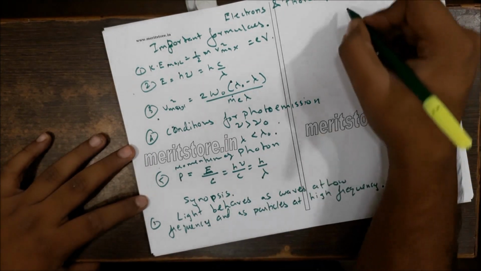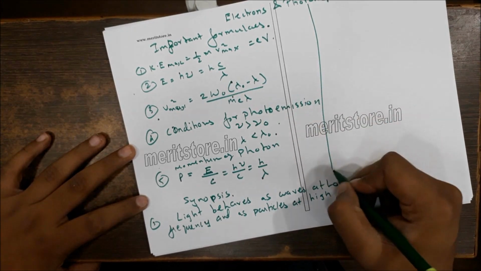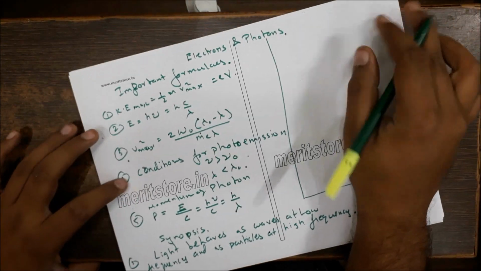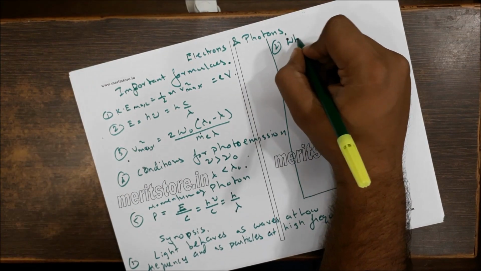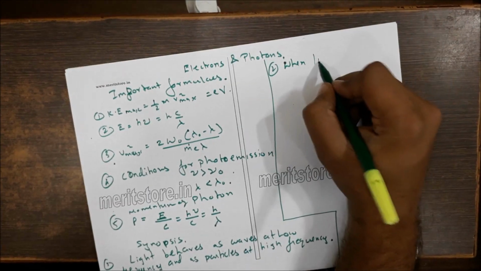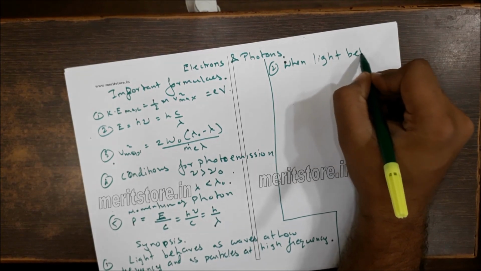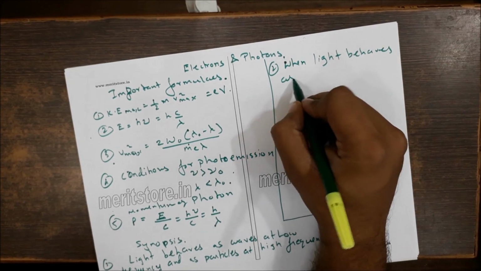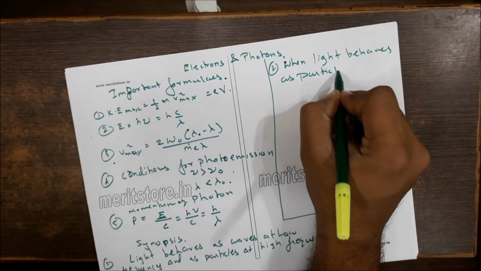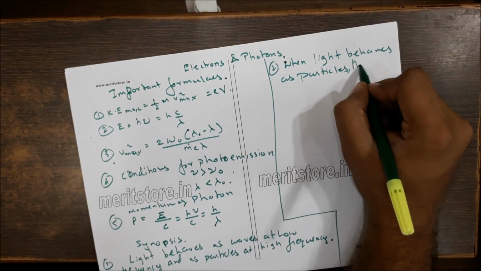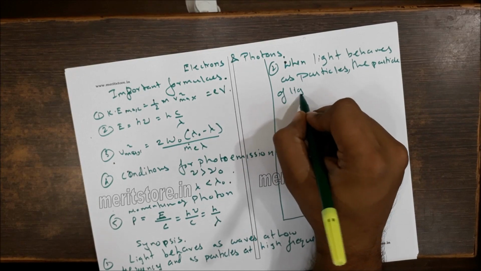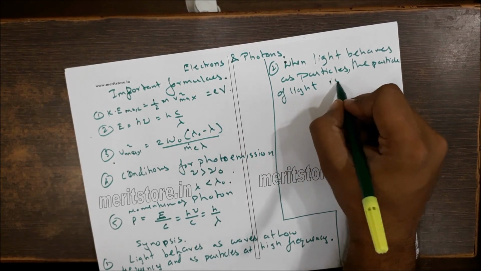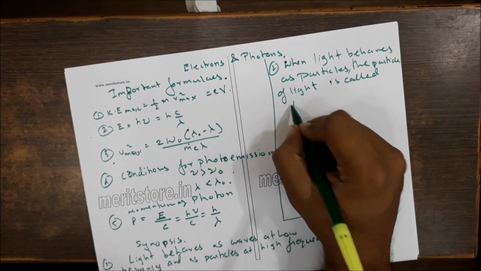Now the next synopsis. When light behaves as particles, the particle of light is called photon.